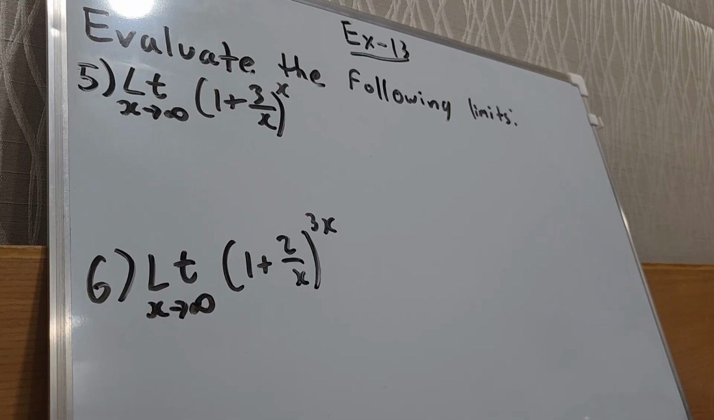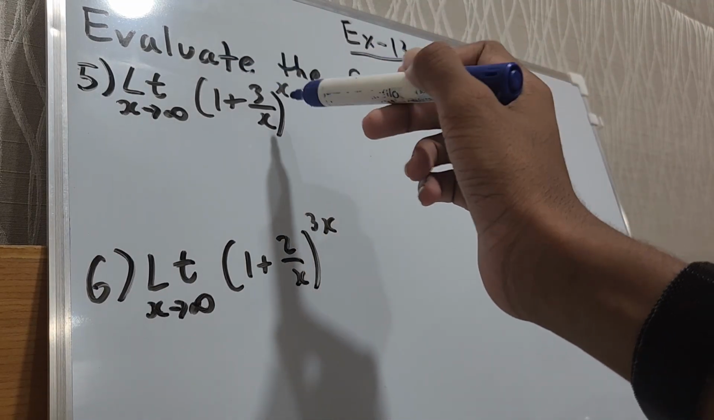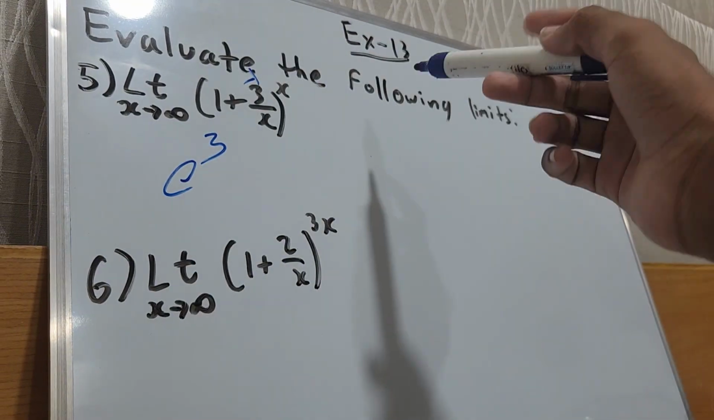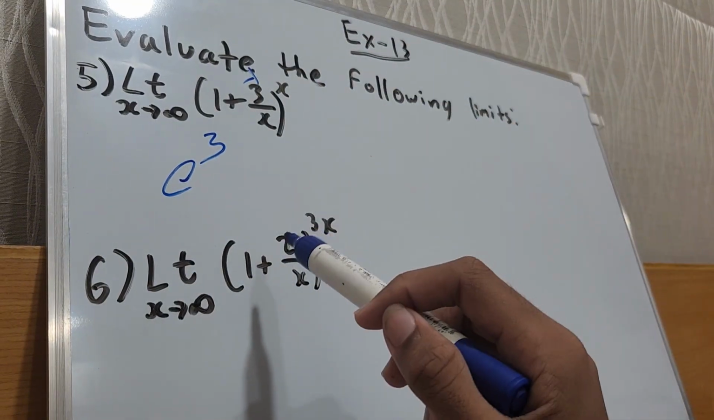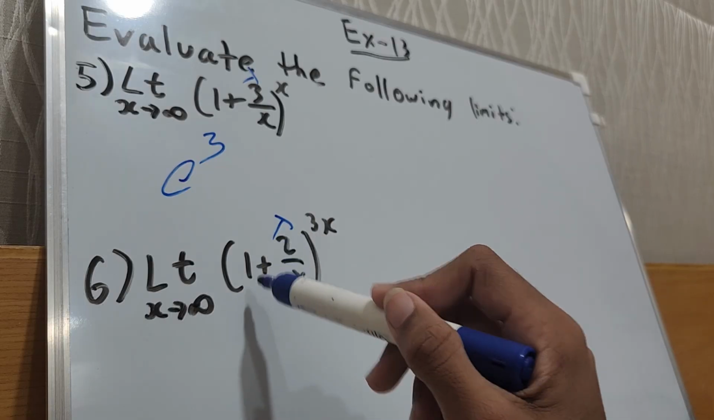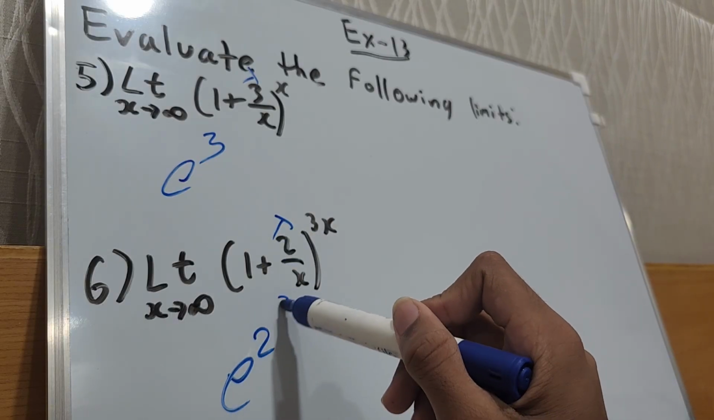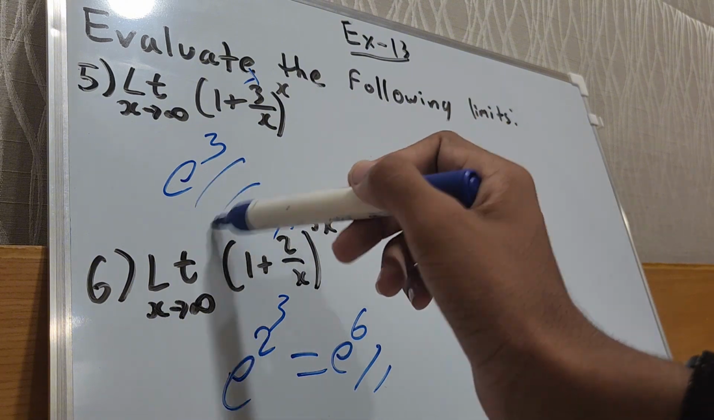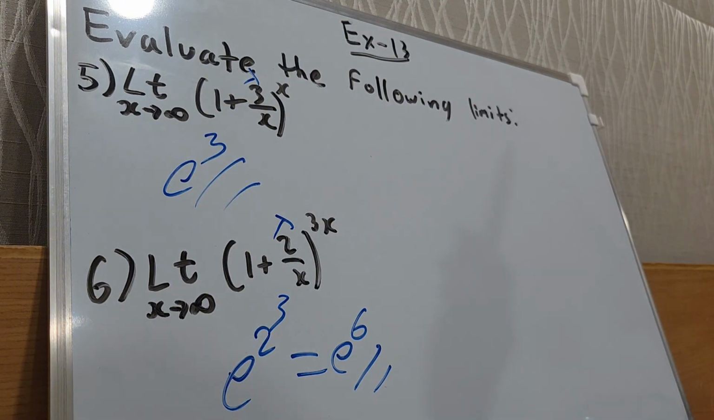Okay, so the fifth and sixth questions. This is the formula. This is lambda, that means the answer is e power 3. That's it. Now next, this is lambda, e power 2 power 3, which is equal to e power 6. That's it. Just remember the 4 formulas I gave at the start of the video, and you can do these problems. Now let's move on to the next question.